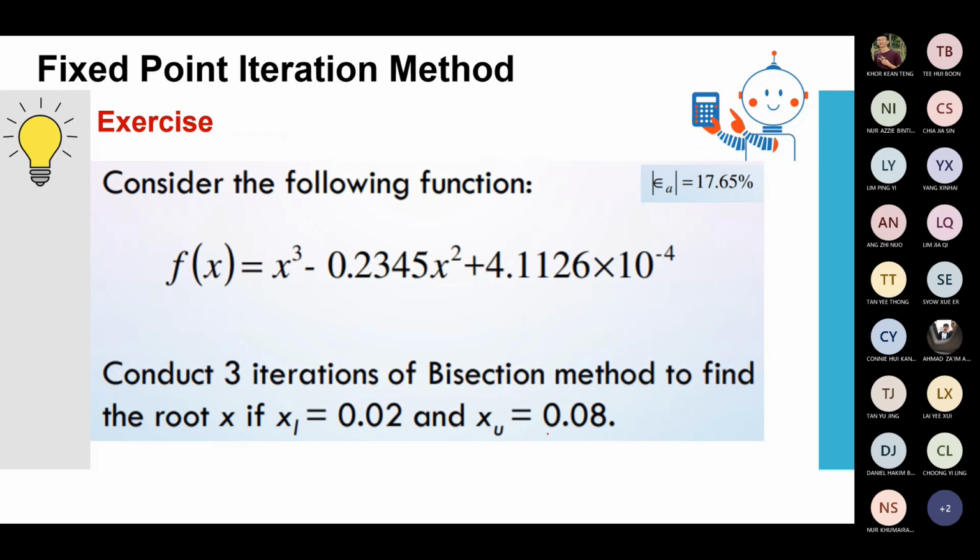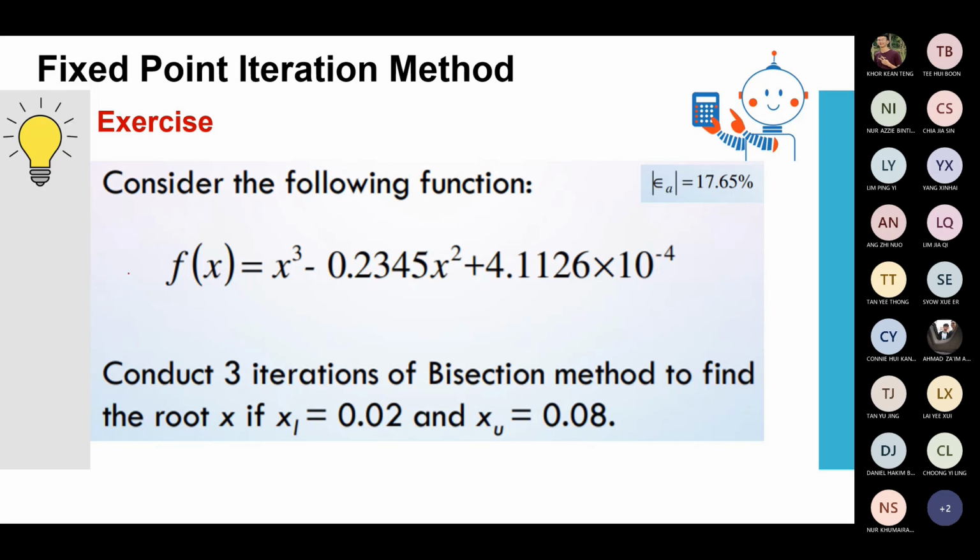So this is your exercise, as homework. You need to conduct 3 iterations of the bisection method, where the domain is given between the lower boundary value 0.02 and the upper boundary 0.08.